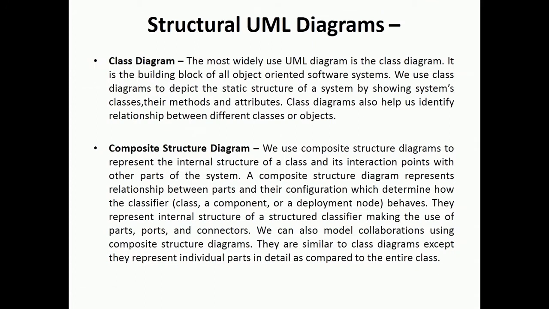Now the structural UML diagrams. The first diagram is the class diagram. The most widely used UML diagram is the class diagram. It is the building block of all object-oriented software systems. We use class diagrams to depict the static structure of a system, and we show the system's classes, their methods and their attributes. Class diagrams also help us to identify the relationship between different classes or objects.